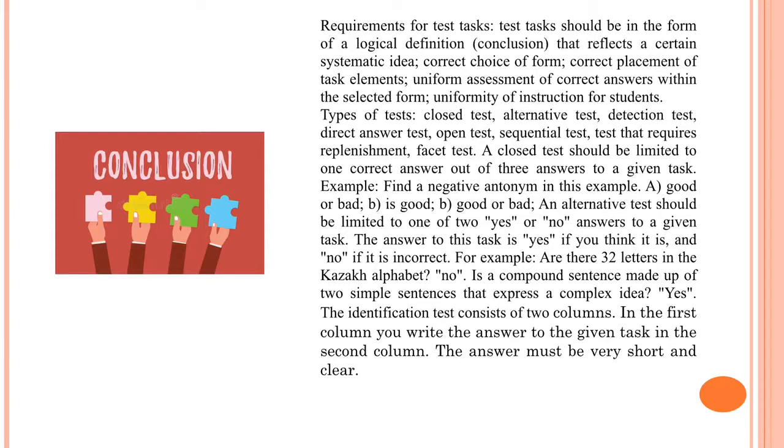An alternative test should be limited to one of two yes or no answers to a given task. The answer to this task is yes if you think it is, and no if it is incorrect. For example, are there 32 letters in the Kazakh alphabet? No. Is a compound sentence made up of two simple sentences that express a complex idea?